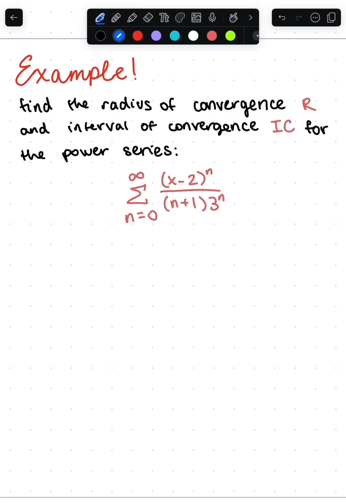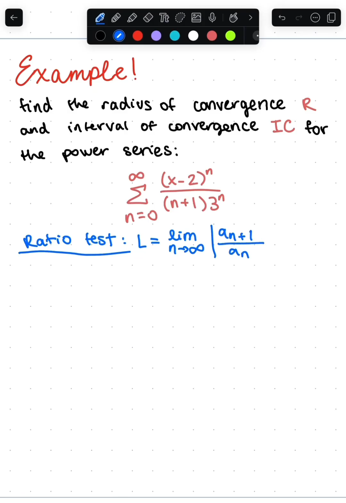Let's do an example together. We will find the radius of convergence r and the interval of convergence for this power series. So, to start off, you need to find the ratio test. As a reminder, the ratio test is L is equal to the limit as n approaches infinity of the absolute value of a sub n plus 1 all over a sub n.